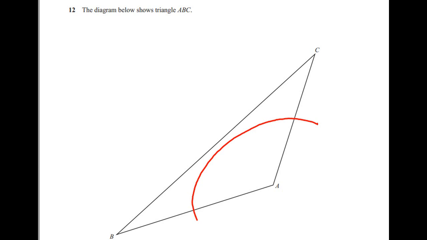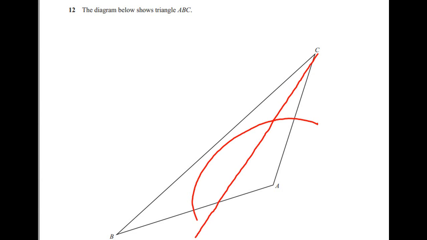And then part 2 says locus of points equidistant from AC and BC, which means we need an angle bisector. We need to make an angle bisector of angle C. So I hope you remember how we did that in class. You'll get a line somewhat like this. If you don't remember how that was done, please Google how to make an angle bisector.